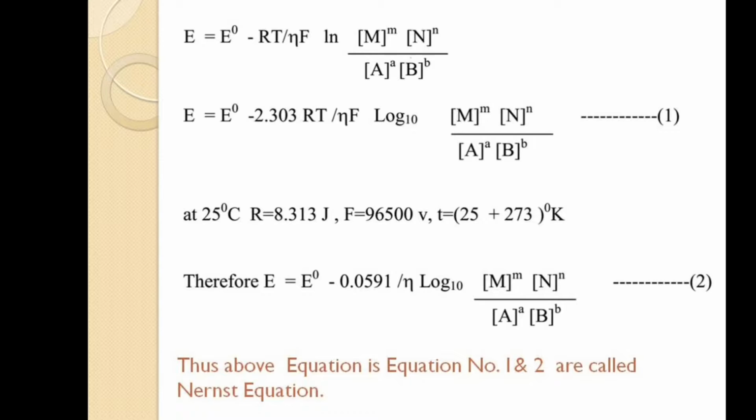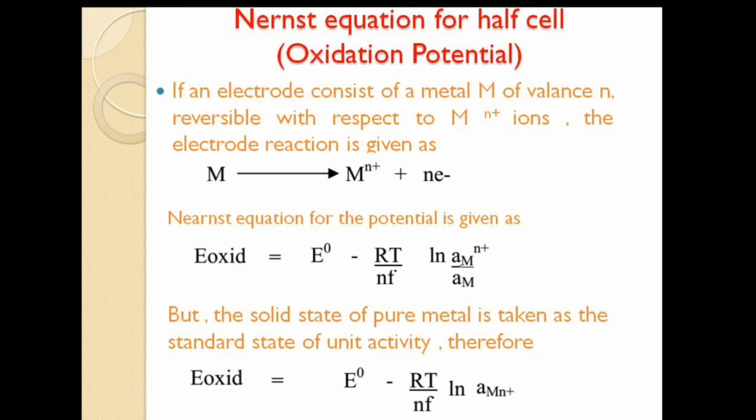This equation is known as the Nernst equation at 25 degrees centigrade. So in this way, equations 1 and 2 are known as the Nernst equation. Now let's derive the Nernst equation for a half cell. As you know, in a half cell, either an oxidation or a reduction reaction occurs.